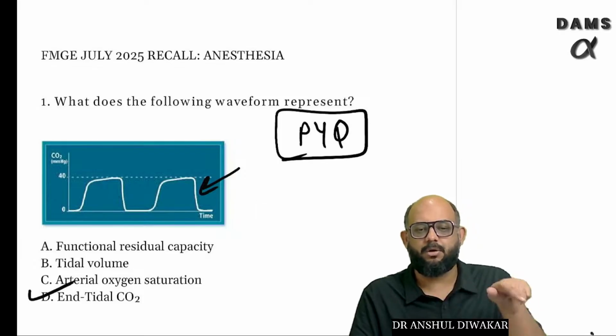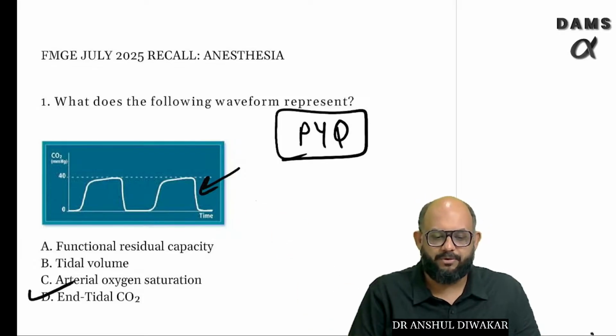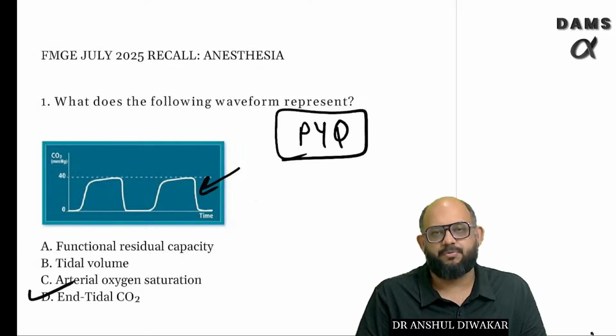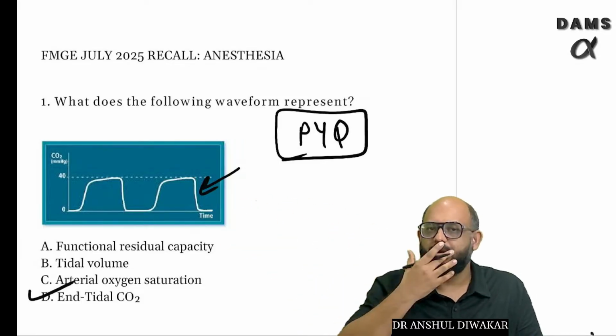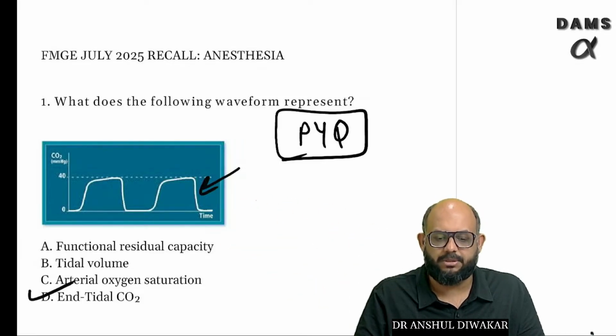So was it a monitor or was it a square wave? Yeah. So image was given. So this was given, right? A capnographic image was given, or it was a monitor.